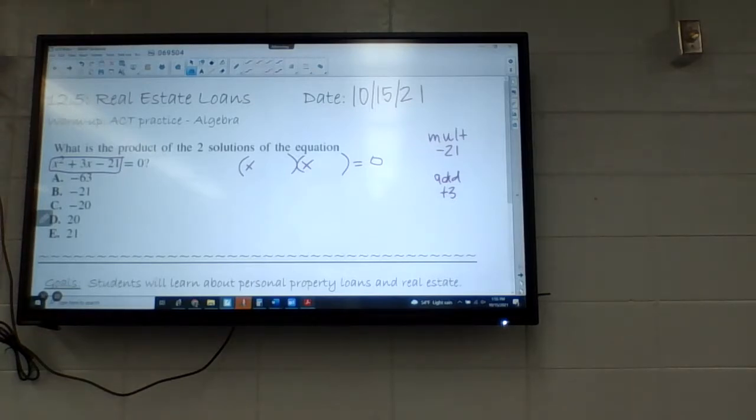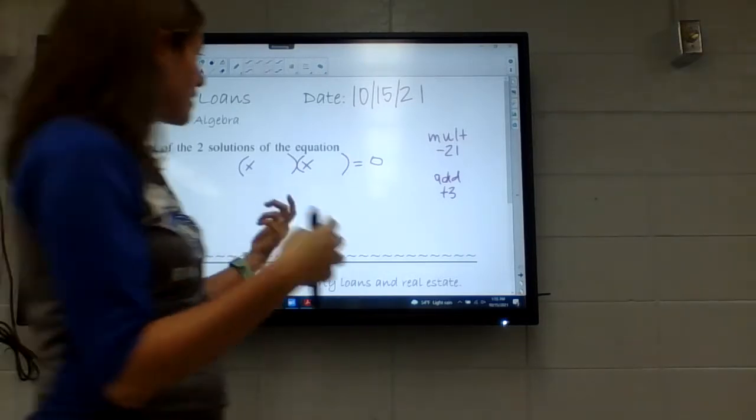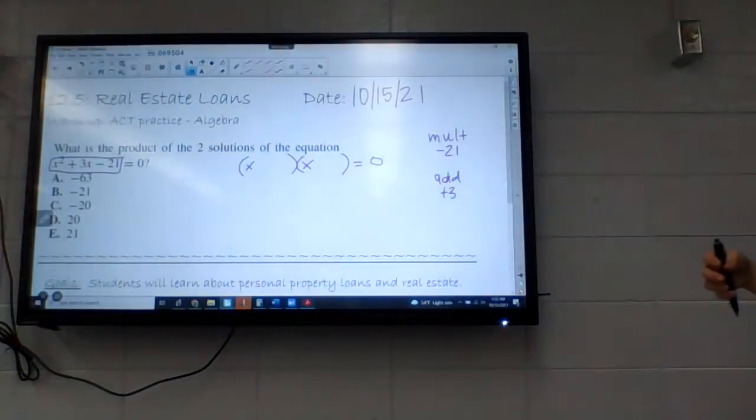When I see multiply to negative 21, I see negative 3 and positive 7, or negative 7 and positive 3. So 7 and 3. That's what I see, but it might be wrong. Does that add to give us 3? No. That's what I can't think of.